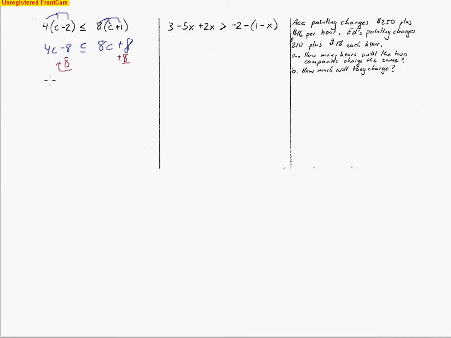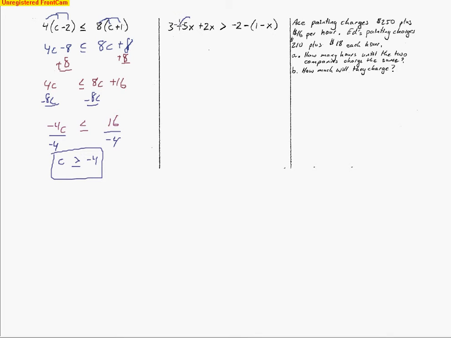And so all I'm going to do is add that 8 to all sides. And so notice I still have a 4c is now less than or equal to 8c, but it's plus 16. So from that point, I need to subtract the 8c from both sides. And so that leaves me with a -4c is less than or equal to 16. And so from this point, I can go ahead and divide by that -4, and that will switch that inequality sign once more. So c is going to be greater than or equal to -4.